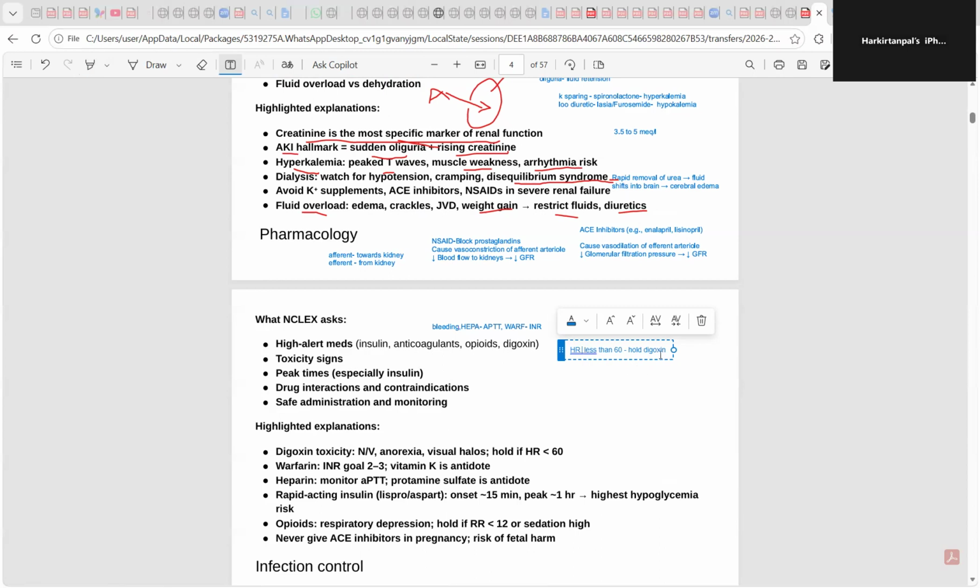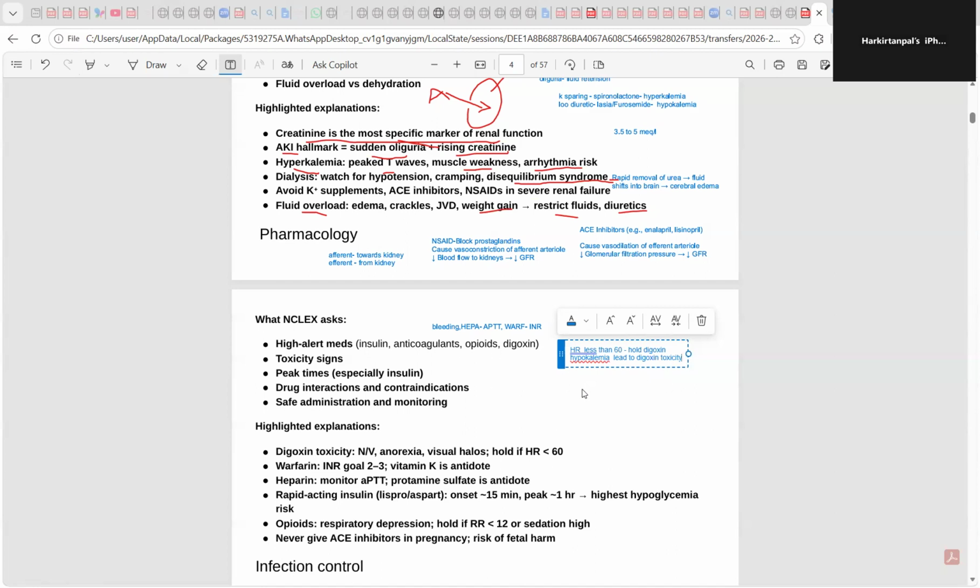One more thing: if a client has hypokalemia, hypokalemia can lead to digoxin toxicity. So in a scenario with a low potassium level: one, if the heart rate is less than 60, we should not administer digoxin. Second, if the potassium is lower than 3.5, we should not administer digoxin. Why? Because digoxin can cause digoxin toxicity. You have to keep this point in your mind.